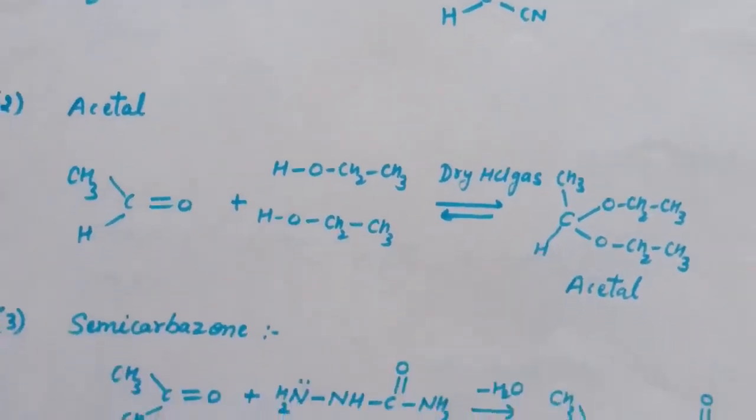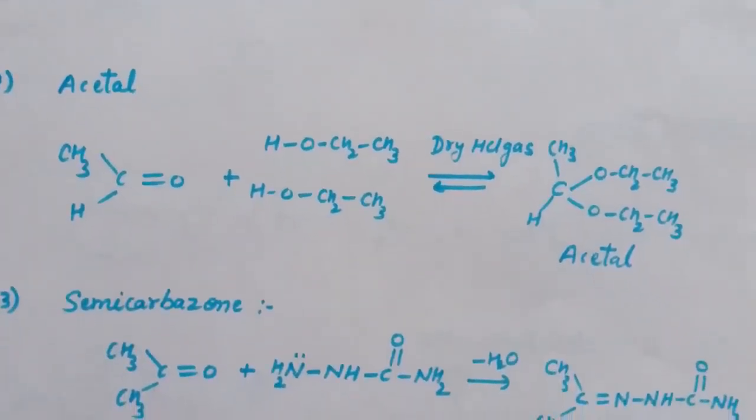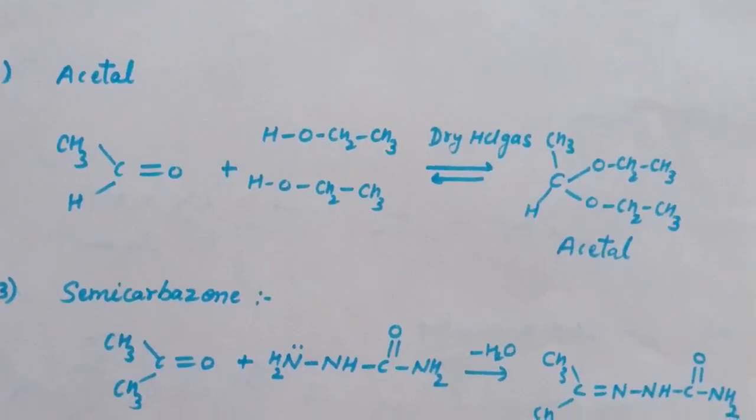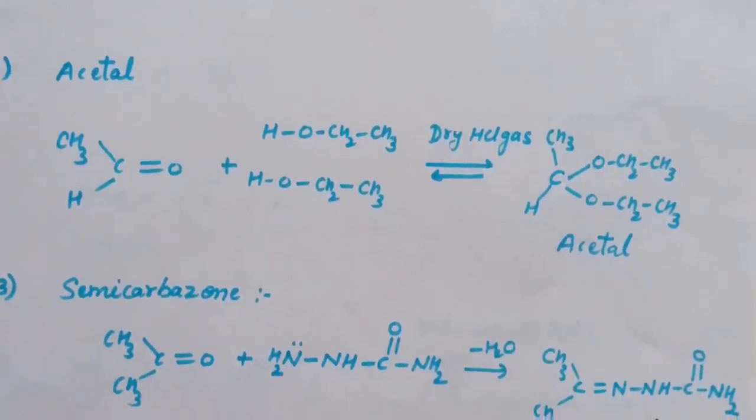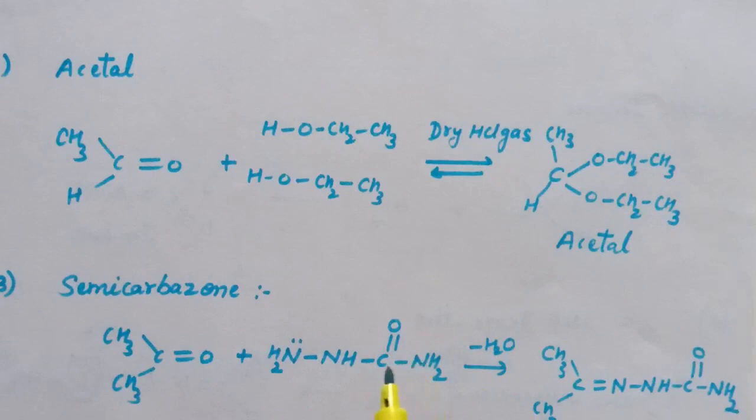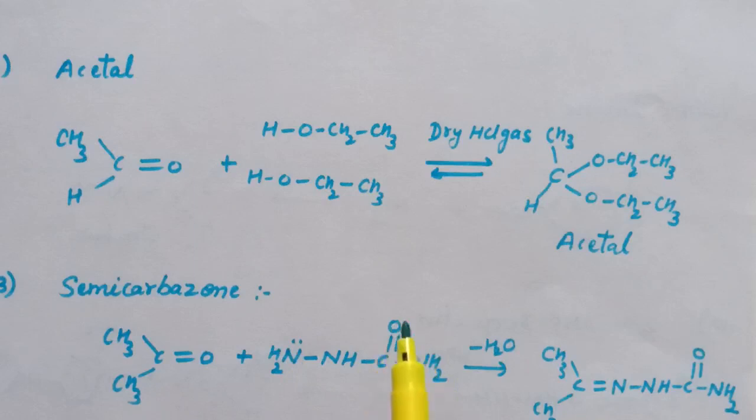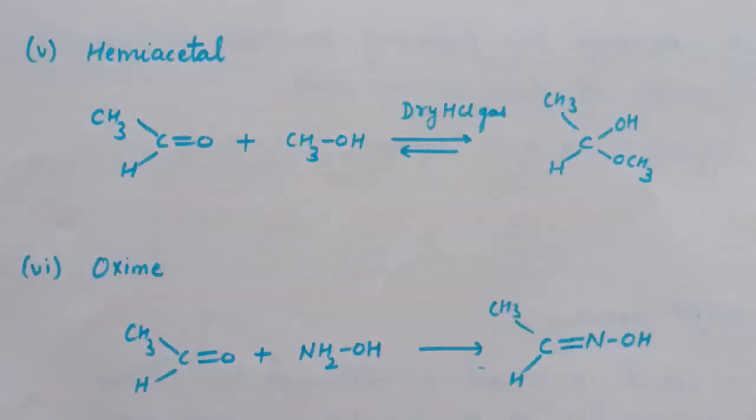Third is semicarbazone. When carbonyl compounds are treated with semicarbazide, it results in the formation of semicarbazone. This is the structure of semicarbazide, and in semicarbazide the attack on the carbonyl carbon takes place from this nitrogen, because the lone pair of electrons on the other nitrogen are involved in resonance with the carbonyl group. So the lone pair of electrons of this nitrogen attacks the carbonyl carbon, and here the semicarbazone is formed.